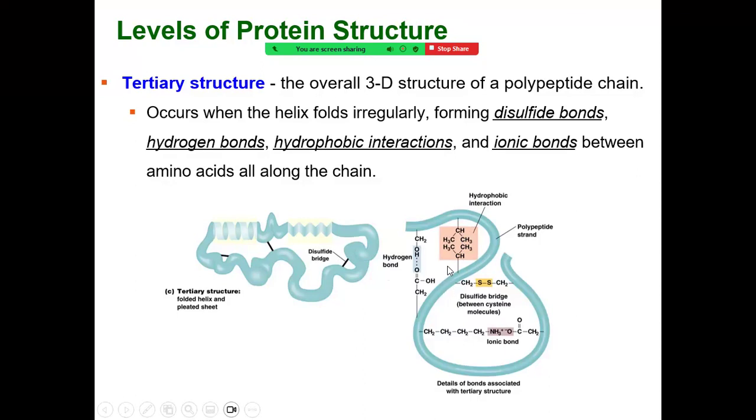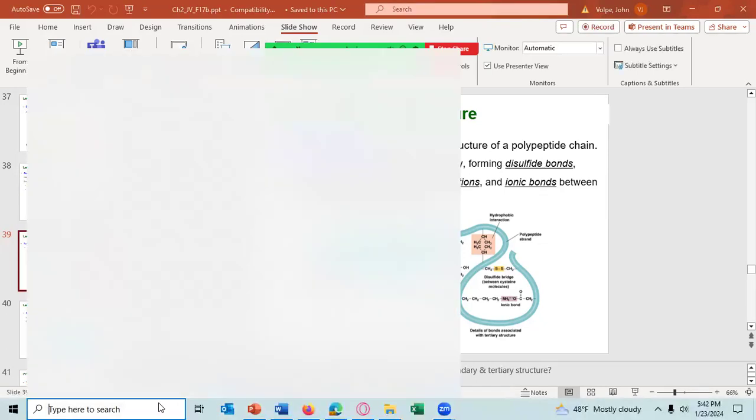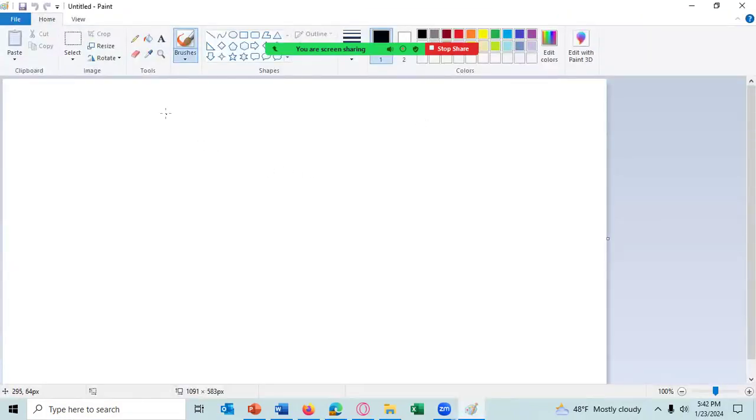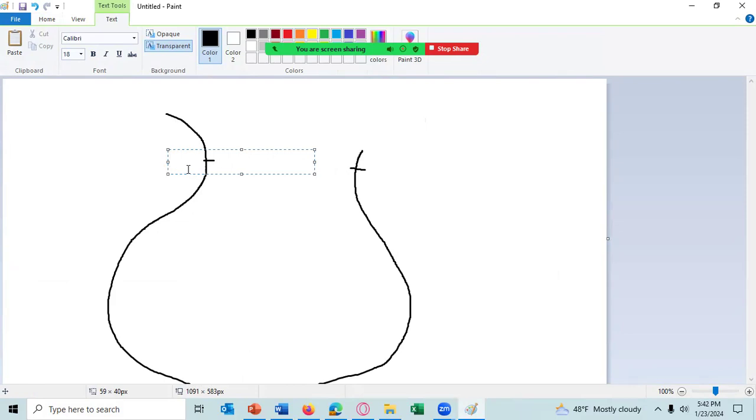So if there's a cysteine amino acid over here and a cysteine amino acid over here, I guess I do need to show that on the paint again. So let's make this one here. This protein like that. And there's a cysteine here. And a cysteine here. I'll try and write that over here. Cysteine.